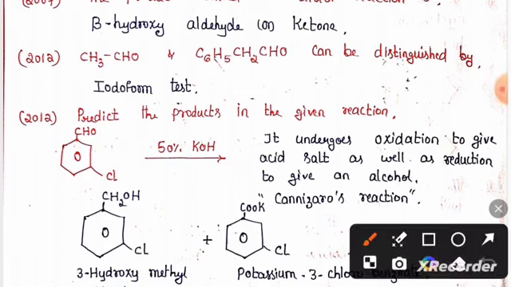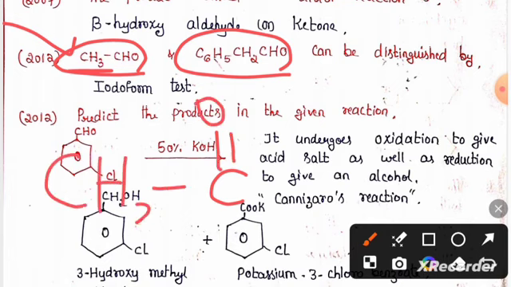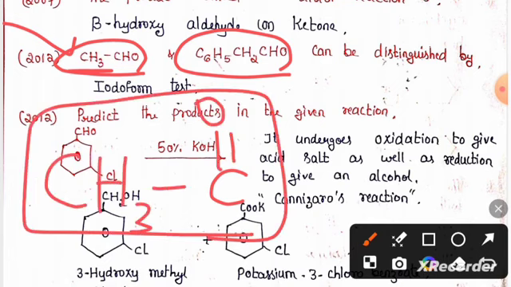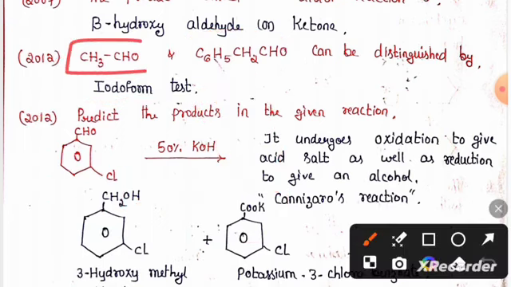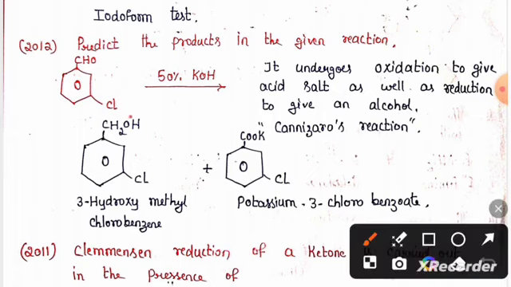So if you want to differentiate these two aldehydes, what is the difference? In the first case, you can find a methyl group across the carbonyl group. Carbonyl C double bond O, you can find an adjacent methyl group. So methyl ketone compounds can be distinguished by using the iodoform test. So in the iodoform test, this will react, but this does not react. Then predict the product in the given reaction. So this is one aldehyde.